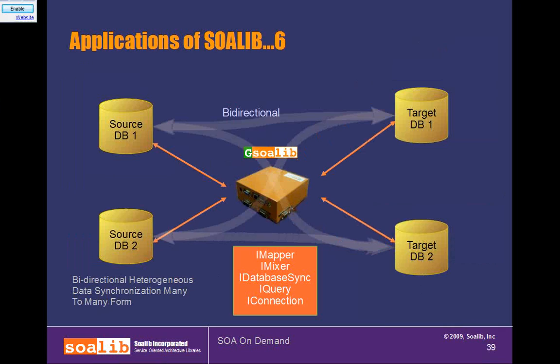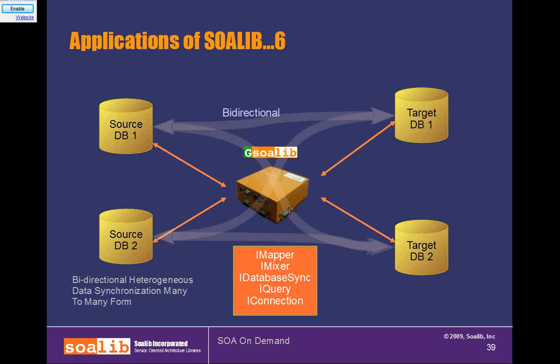SOALIB can synchronize one-to-many and many-to-one kind of database. Here you can see that we have source database 1 and source database 2 going to a single target database. Or you can have source database 1 going to 2 target databases, target database 1 and target database 2. So the many-to-one is source database 1 and source database 2 going to a single target database, and one-to-many is source database 1 going to both target database 1 and target database 2 during synchronization bidirectionally.